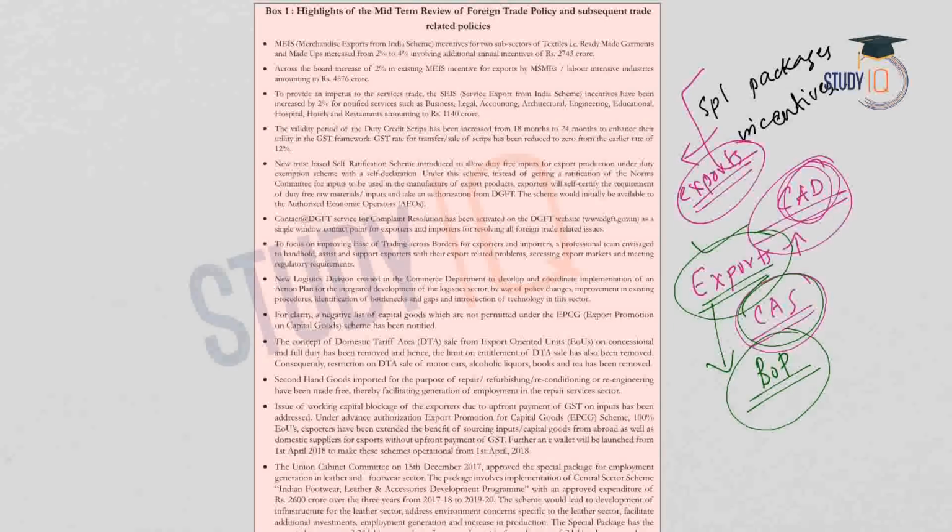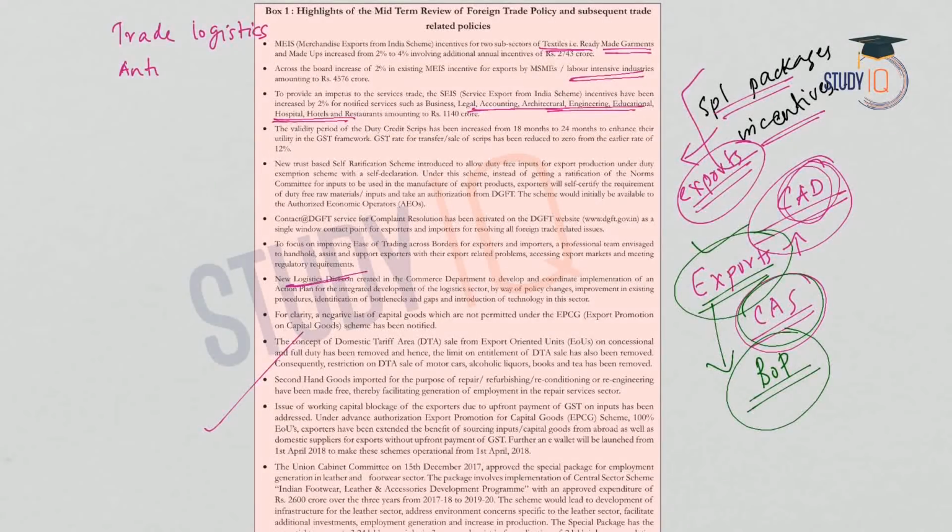So for that purpose, exports should improve, and for improving the exports, packages or incentives were provided to some sectors like the leather footwear sector, textiles, ready-made garments, labor intensive industries, service sectors like hospital, hotels, restaurants, engineering, educational, accounting firms, logistics division. So these were provided some incentives or special packages with a focus on improving the exports from these sectors. Other developments in the trade policy were with regard to the trade logistics front, and also anti-dumping measures were adopted by the government.